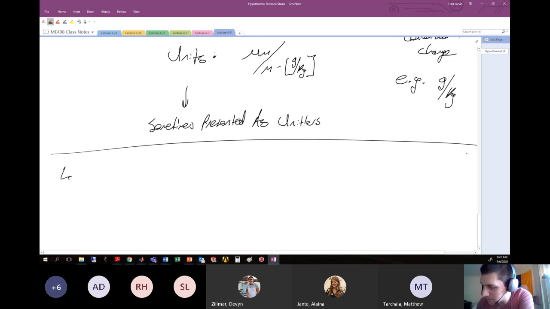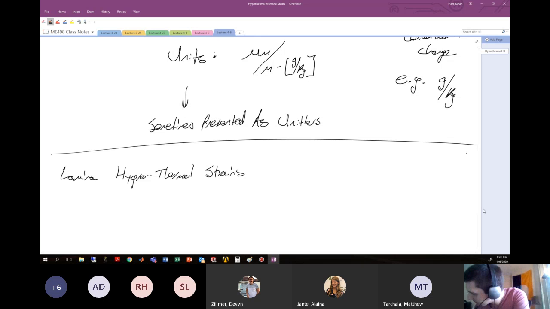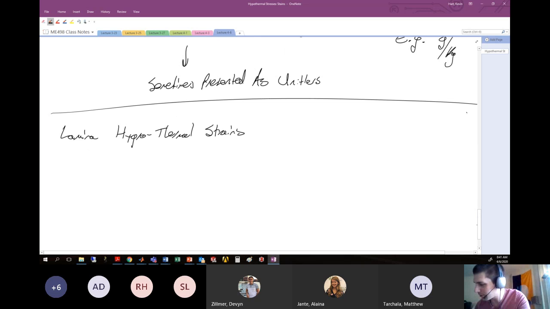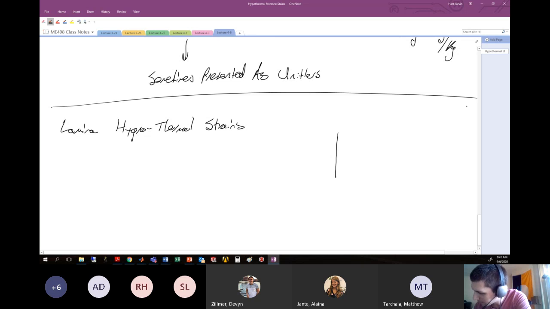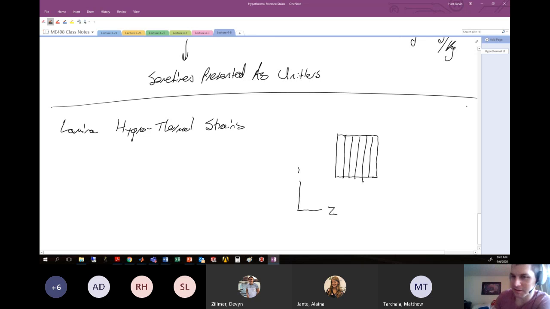So here we have lamina. Hygrothermal strains. All right, if we have the picture of our lamina in our head, this is the picture that we should have. A lamina, remember, is one layer in a laminate. And we have some unidirectional composite lamina that might look something like this. Remember that we have our one direction in the direction of the fibers, the two direction across the fibers, and the third direction is our Z direction.